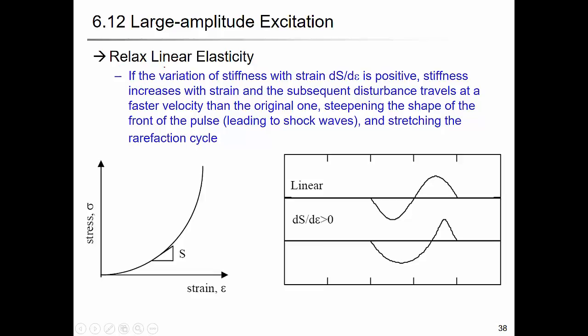So now we are relaxing linear elasticity. If the variation of the stiffness with the strain is positive, stiffness increases with strain and the subsequent disturbance travels at a faster velocity than the original one, steepening the shape of the front of the pulse, leading to a shock wave and stretching the rarefaction cycle. So when the strain is large enough, you have a stiffening effect on the material, so that you have a distortion in the rarefaction here.